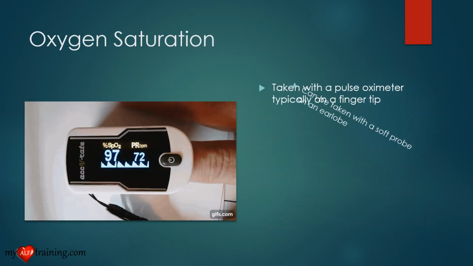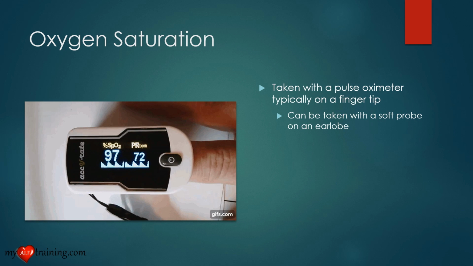Oxygen saturation is simply measured with a pulse oximeter that's typically placed on a fingertip. Oxygen saturation can also be taken with a soft adhesive probe and placed on an earlobe.